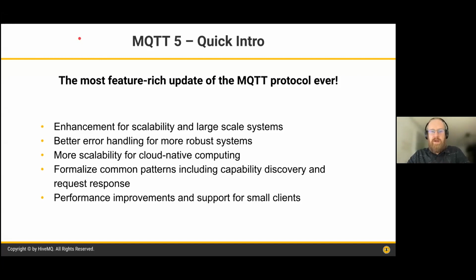And when introducing MQTT 5, the OASIS Technical Committee, which HiveMQ and myself were also part of, had a few goals: enhancing scalability for really large scale systems, introducing better error handling, allowing building more robust systems, and getting more visibility into the protocol itself. Also, cloud native computing and the scalability challenge with it were a concern when introducing new features to the MQTT 5 protocol. Some common patterns that were already used amongst the users got introduced. You will see an example during this webinar.